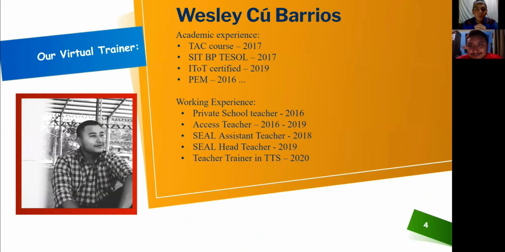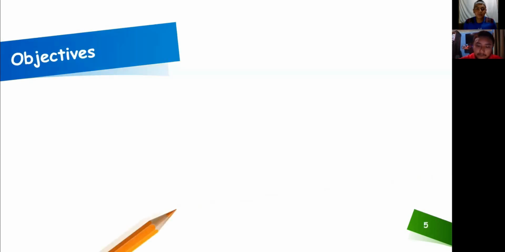Thank you so much. So, Wesley has academic experience in the English field as a student in the TAC course, in the SIT course, in the ITRT course that certifies him as an English trainer for teachers, and he is currently studying at the university. In the working experience, he was an English teacher for a private school. He was an access teacher, a SEAL assistant, and a SEAL head teacher. And this year he's working as a trainer for English teachers in the TTS. So might we start with the objectives?